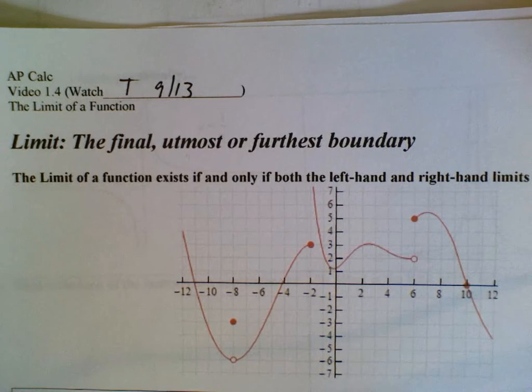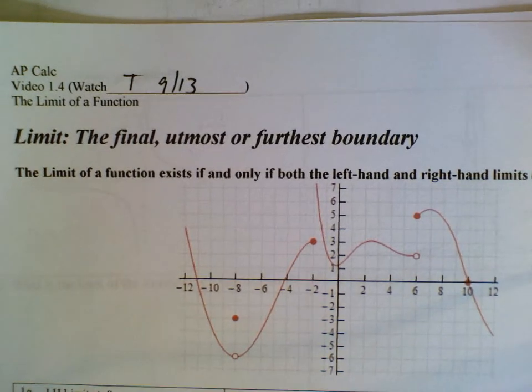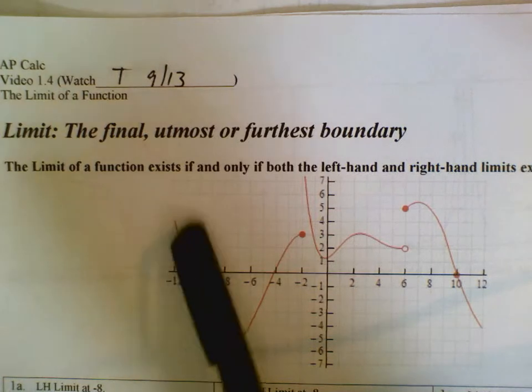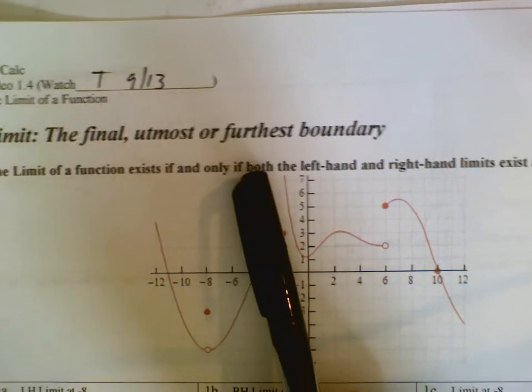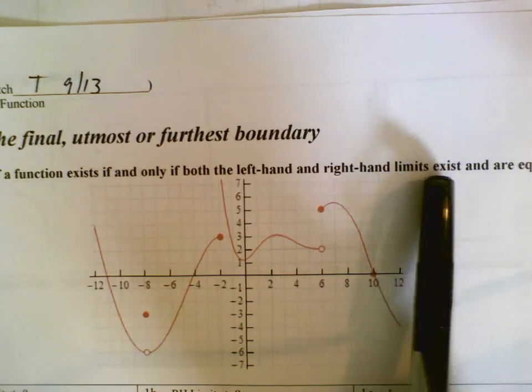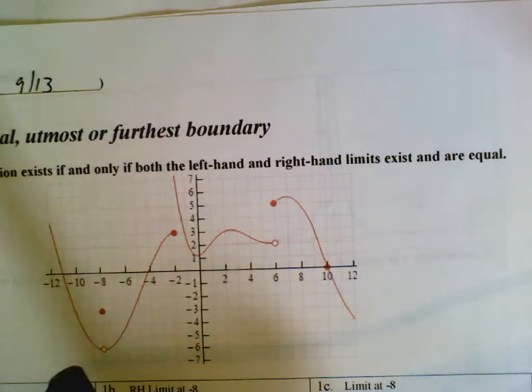A limit is the final, utmost, or furthest boundary. And when we're talking about limits in calculus, we're talking about limits of functions or their graphs. The limit of a function, this is new, exists if and only if both the left hand and right hand limits exist and are equal.